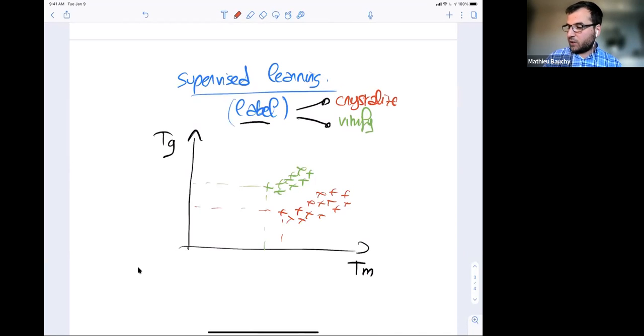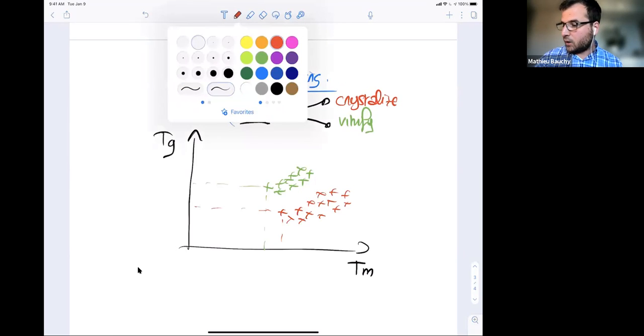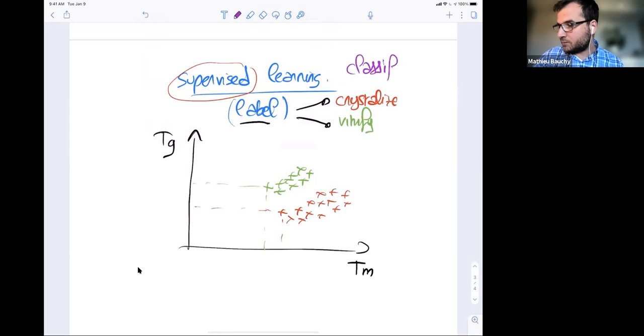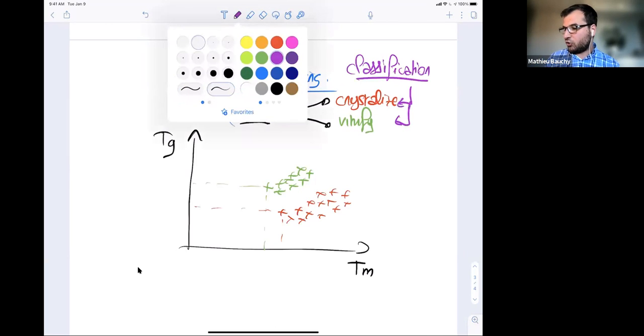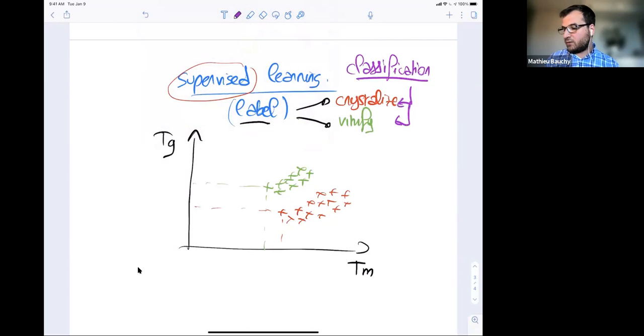So in that case, now that becomes a supervised learning problem. And more specifically, that becomes a classification problem, because you are not trying to predict a number, you're trying to predict a category. You're trying to predict if this glass crystallizes or vitrifies. And in that case, what the classification algorithm will try to do is to consider those data and to find a rule that separates the melts that crystallize from the melts that vitrify.